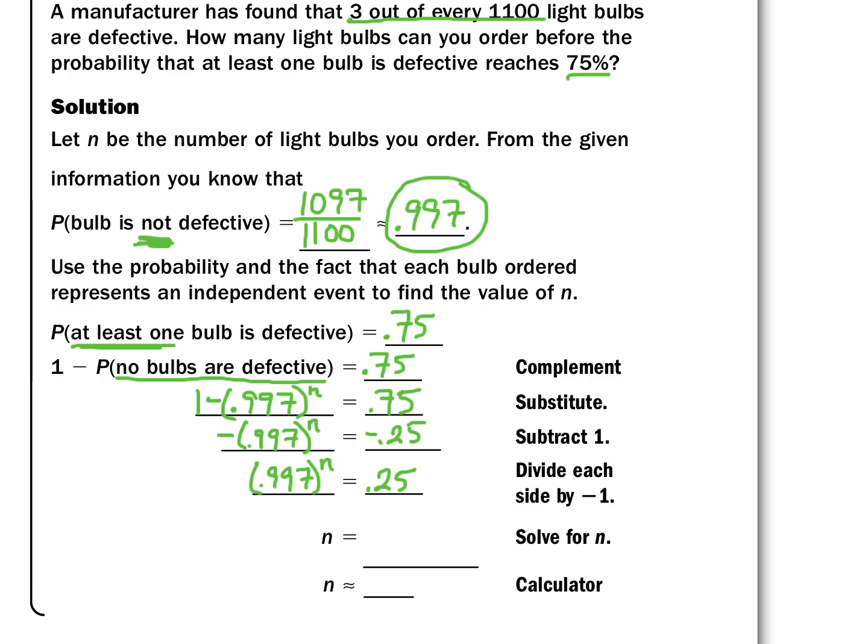Now in order to solve this, I'm going to have to take the log base 0.997 of both sides. So log base 0.997 of 0.997 to the nth on the left-hand side, and log base 0.997 of 0.25 on the right-hand side. So that gets my n by itself, but I've got log base 0.997 of 0.25.